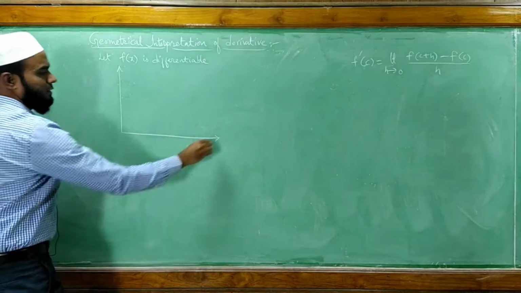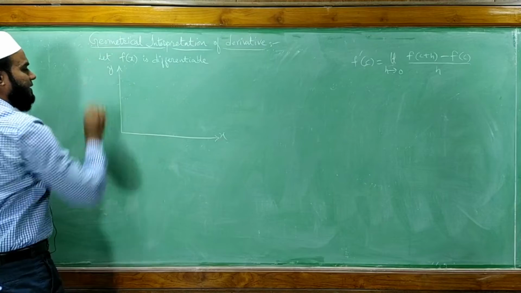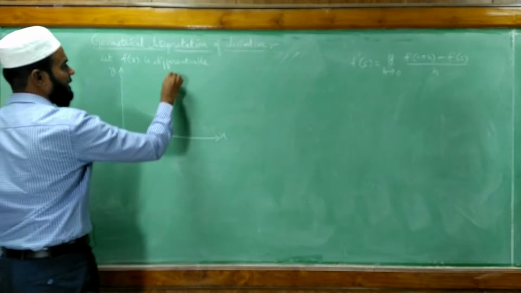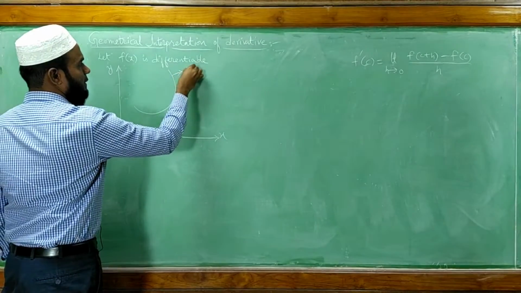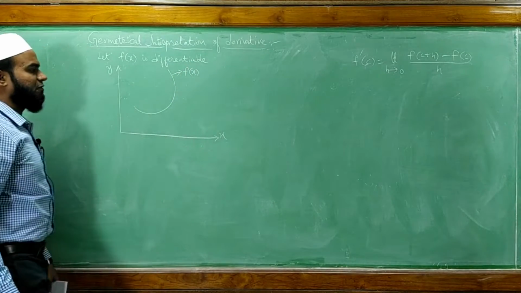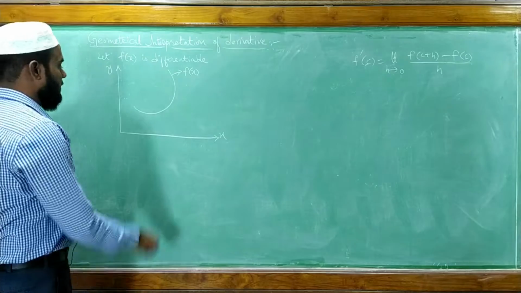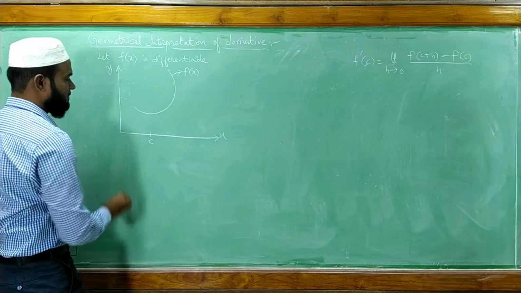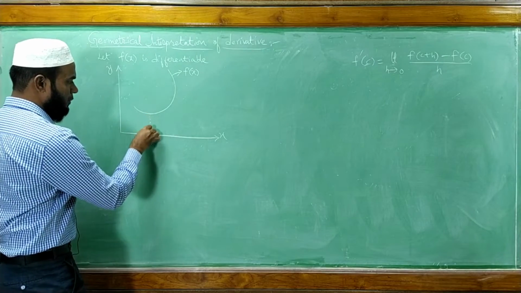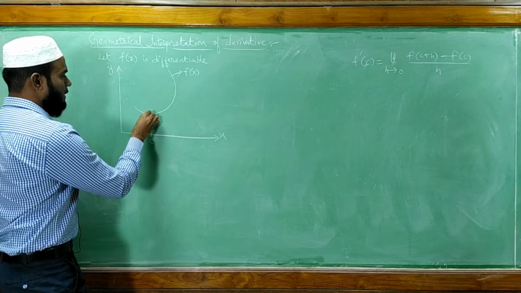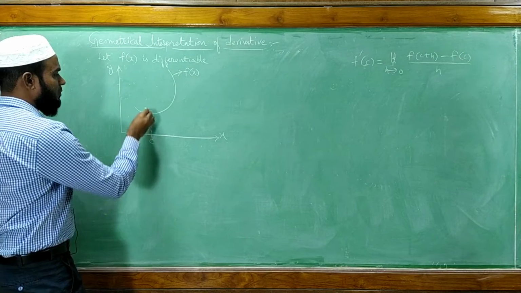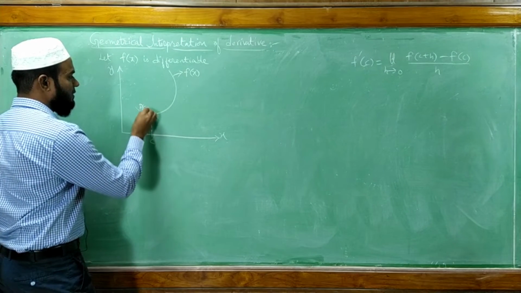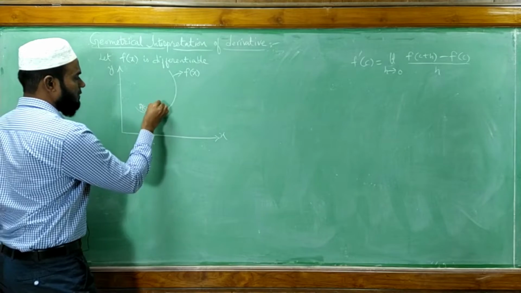Right? This is x-axis, this is y-axis. Suppose I am having a function f of x whose graph is something like this. So this is the graph of function f of x. Right? Students, let this be the point C. Then corresponding to this point, here one point will be there. That point is given by some P, which is c comma f of c.